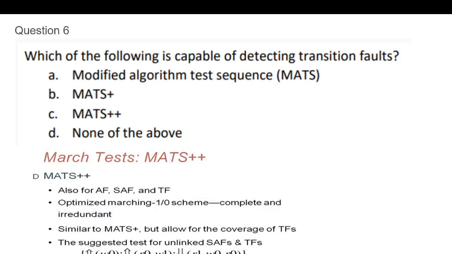Which of the following is capable of detecting transition faults? This is content taken from the NPTEL slides. If we consider the March C-plus algorithm, it is given that it also detects all the array decoder faults, static faults, and the transition faults. So it's March C plus plus.